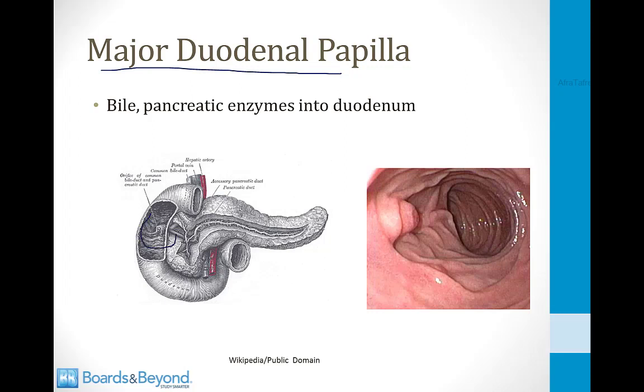The major duodenal papilla is that hole that the ampulla of Vater empties into the duodenum. You can see it on this picture here. It's a little bump in the wall of the duodenum. You can also see it when you do an endoscopy and put a camera into a patient's small intestine.